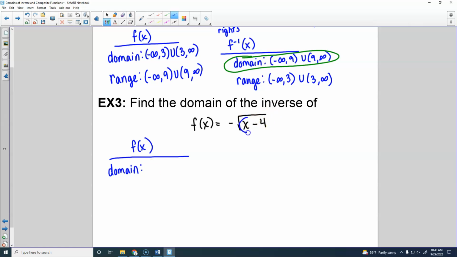And so what is underneath the square root? What do we know about it? Greater than or equal to 0. It can equal 0 because the square root of 0 is 0. So x has to be greater than or equal to 4. So if we do interval notation, that is, bracket 4 to infinity.